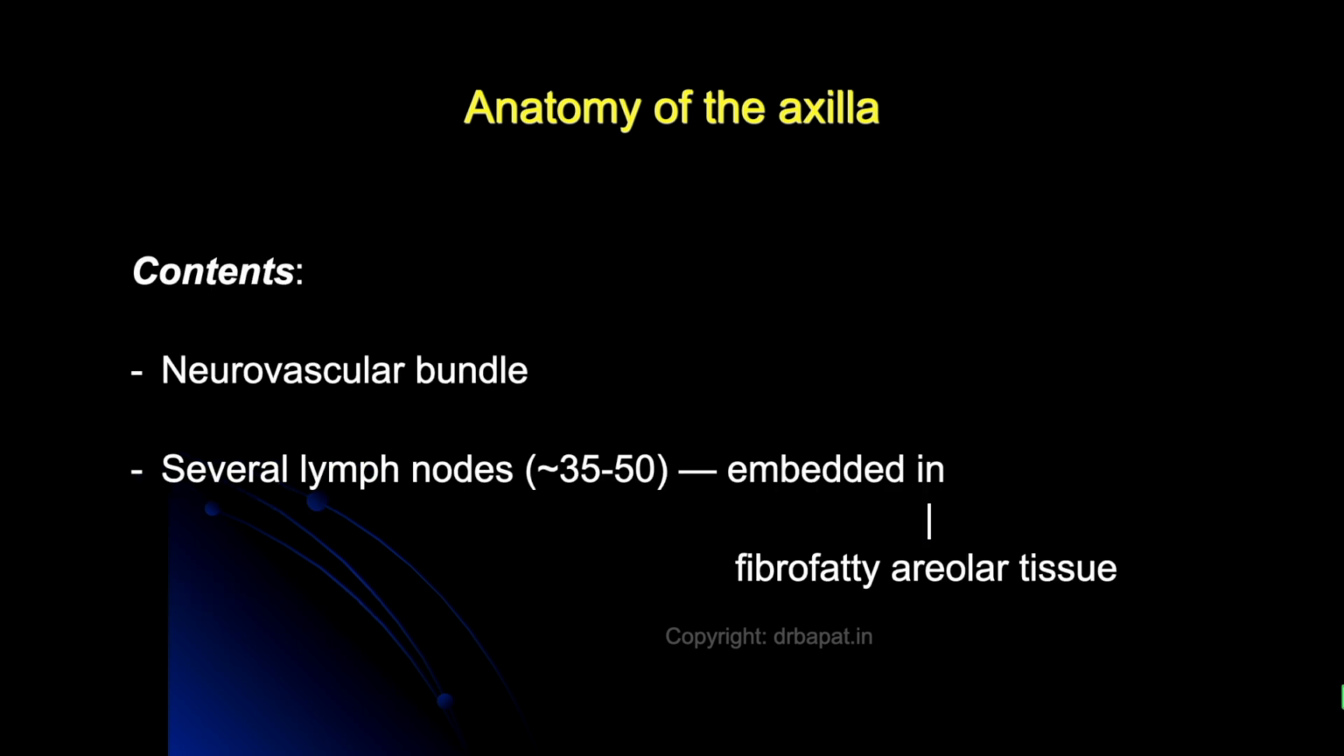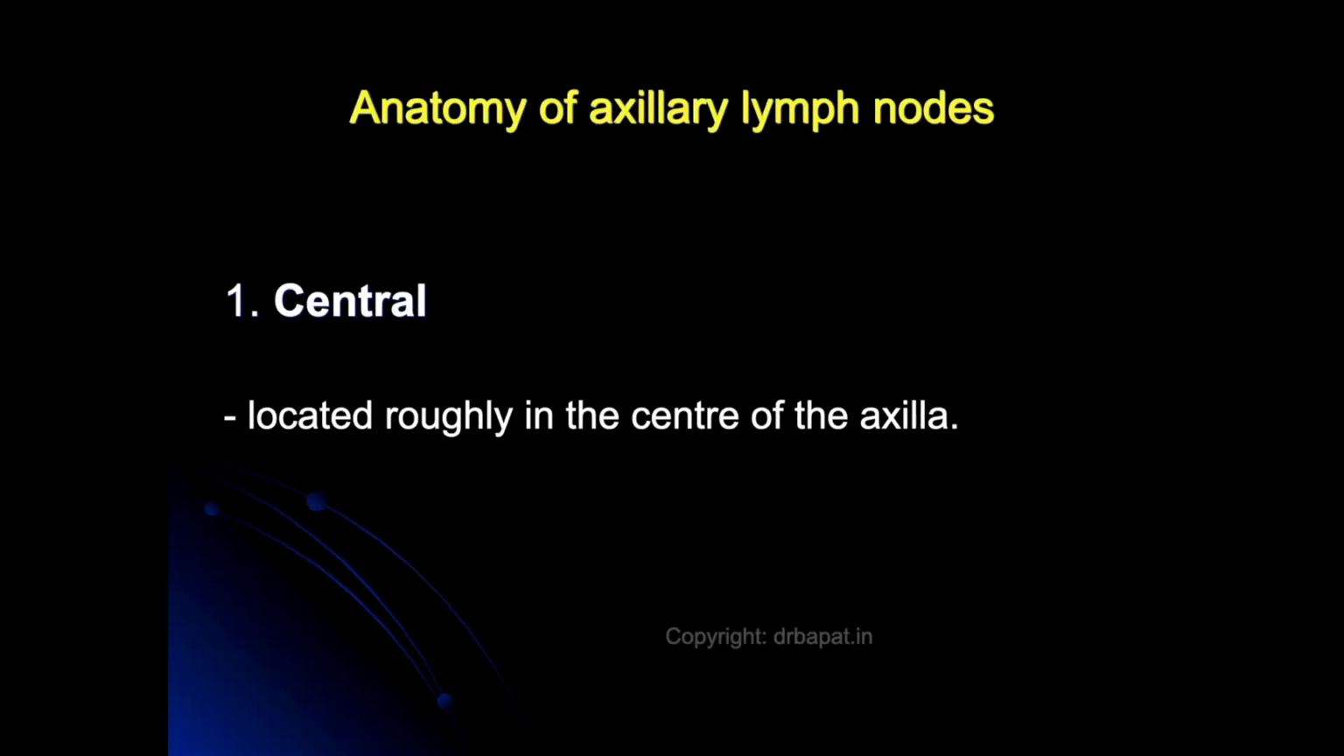Axilla contains neurovascular bundle and several lymph nodes embedded in fibrofatty areolar tissue. They are usually described as lying in 5 groups. Each group contains around 5 to 7 nodes, sometimes more. Now I will describe these groups in the same sequence in which they are palpated clinically. The central group contains nodes located roughly in the center of the axilla.